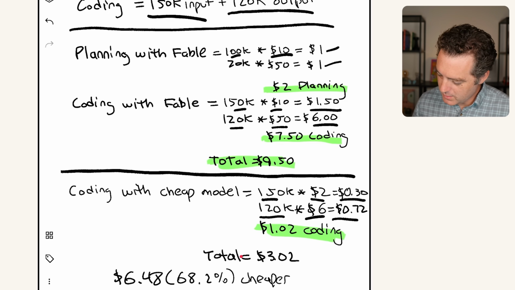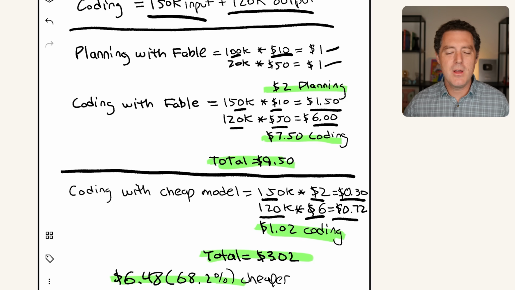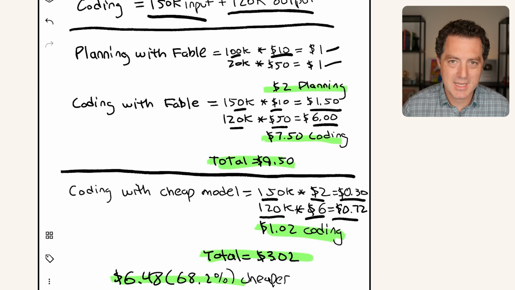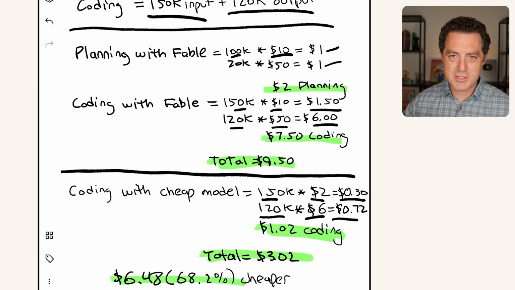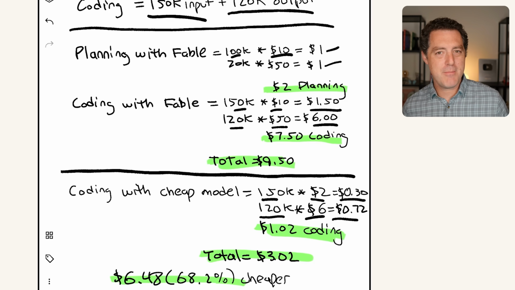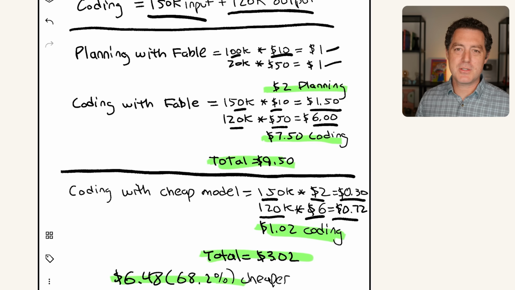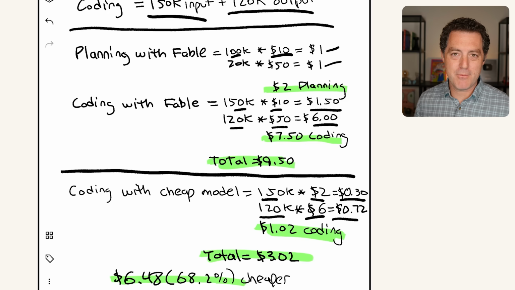Now, the total cost, $3.02. That is as compared to $9.50, a $6.48 savings, also about 68%. A 68% savings, which is incredible. You're going to be able to take your quota and stretch it so much further than you would otherwise. If you're already paying for API calls, you will be able to stretch your budget so much further than you ever had before just using this simple idea.